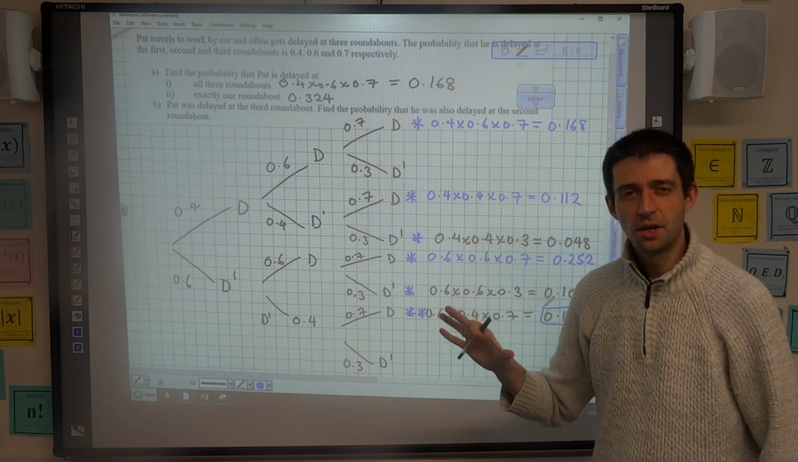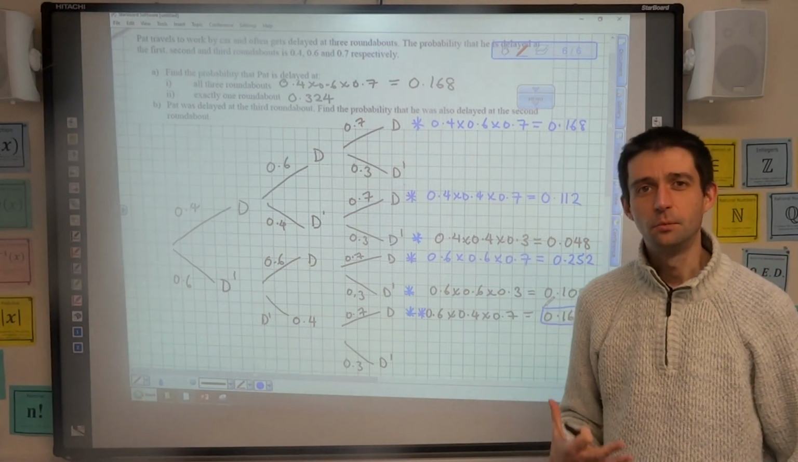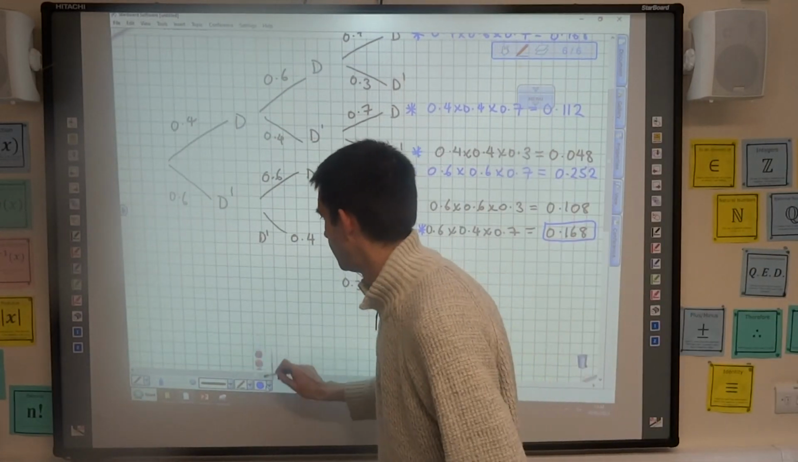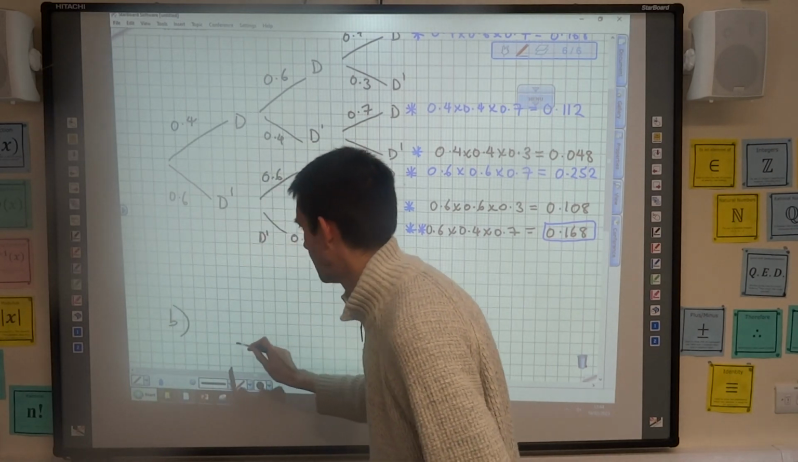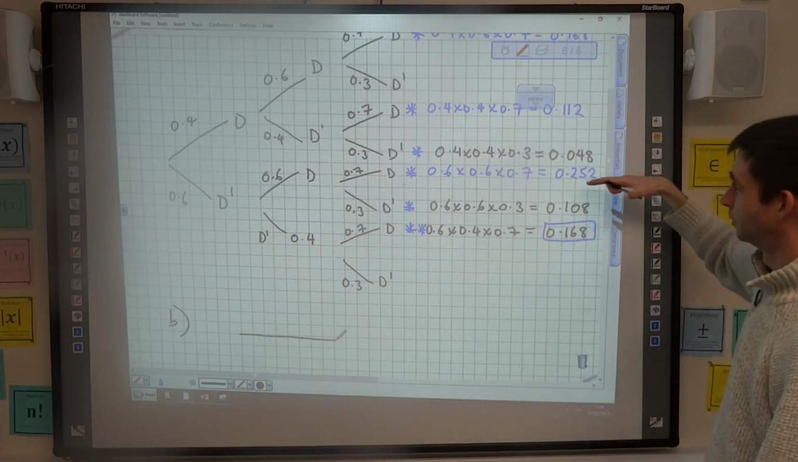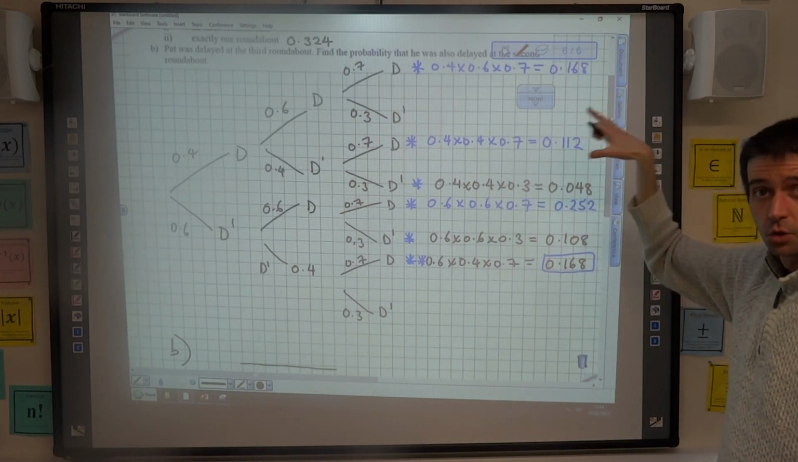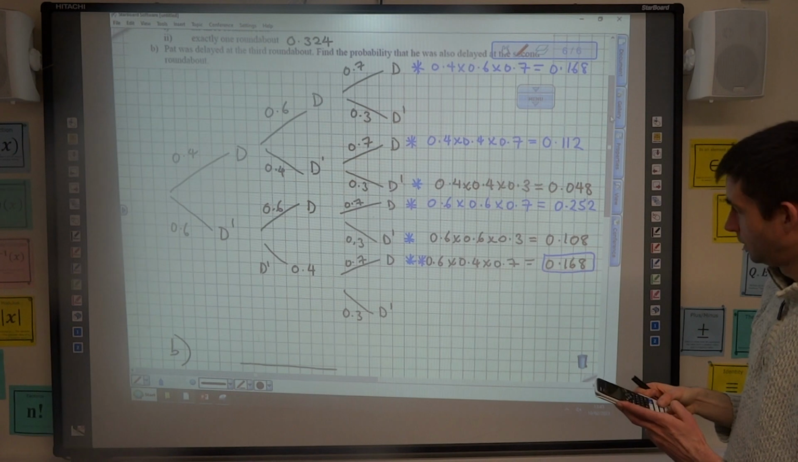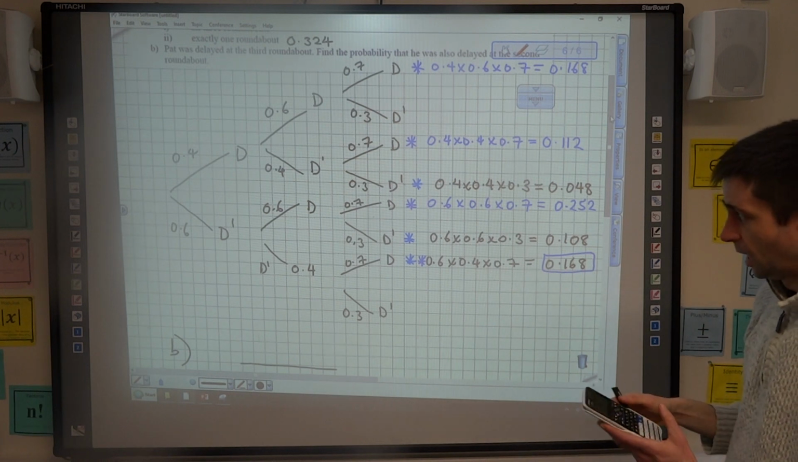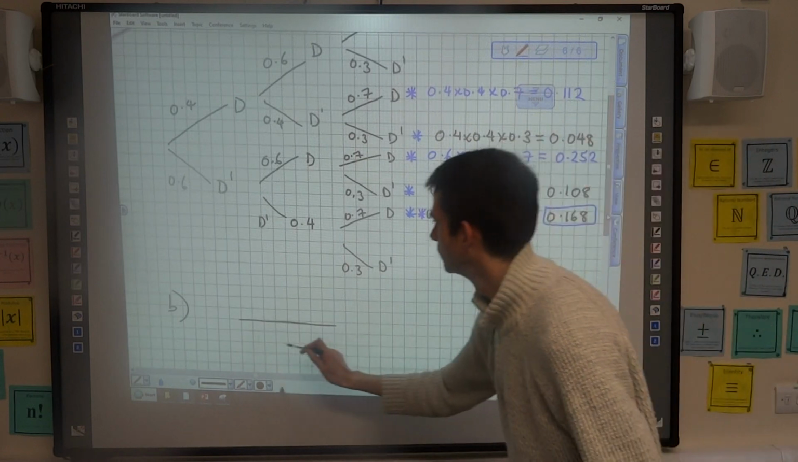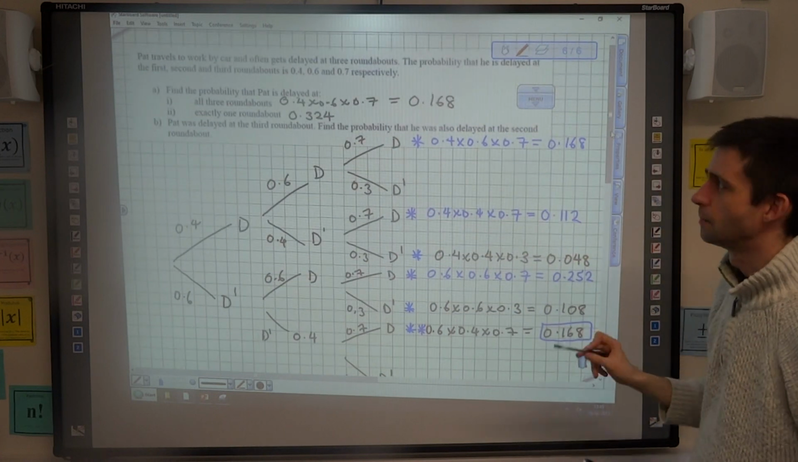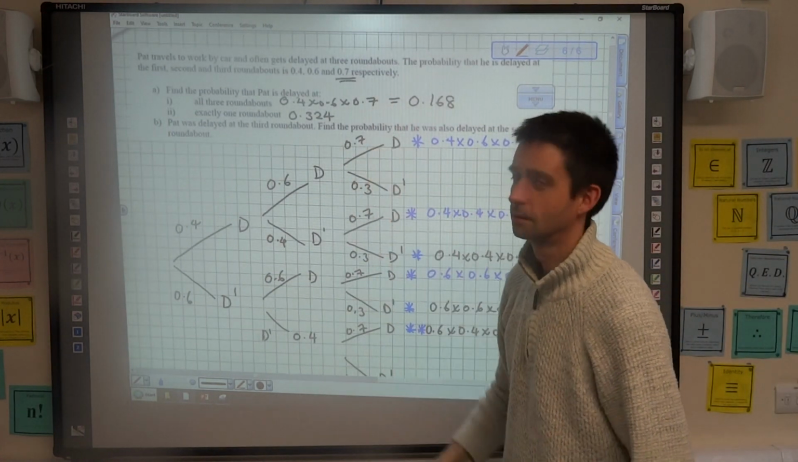So he was delayed at the third roundabout. That's like saying given that he was delayed at the third roundabout. Now what that means is that my probability for part B is going to be out of that probability of being delayed at the third roundabout. So I'm going to sum up those four values. So 0.168 plus 0.112 plus 0.252 plus 0.168, which is 7/10, 0.7, that's nice. That makes an awful lot of sense, doesn't it?